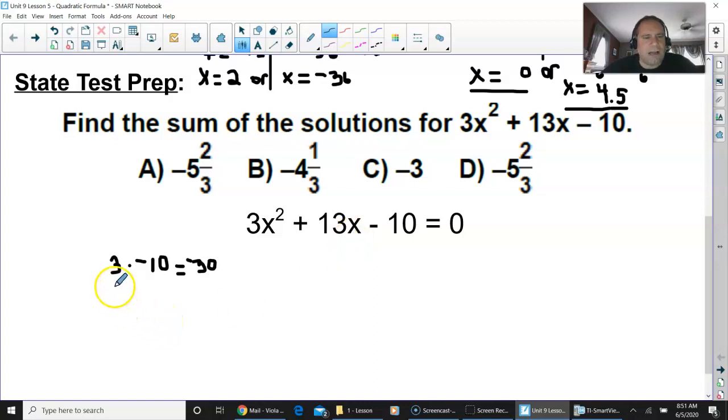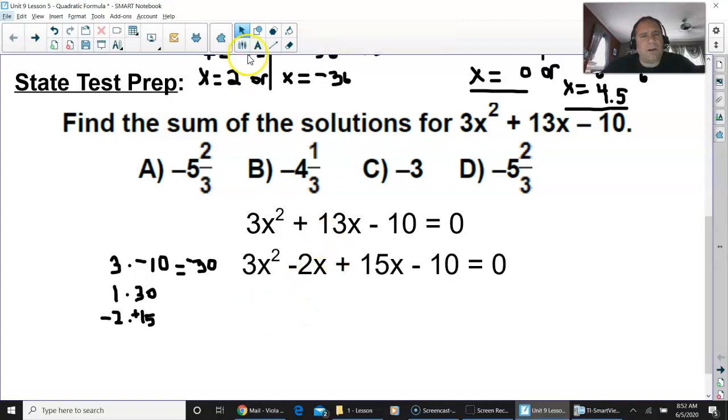Okay, so I am just going to go 1 times 30 right now. You can't make 13 out of that. 2 times 15. That works. But remember, it has to multiply to a negative 30 and add to a positive 13, and it will if you put a negative 2 and a positive 15. So you have your two factors.